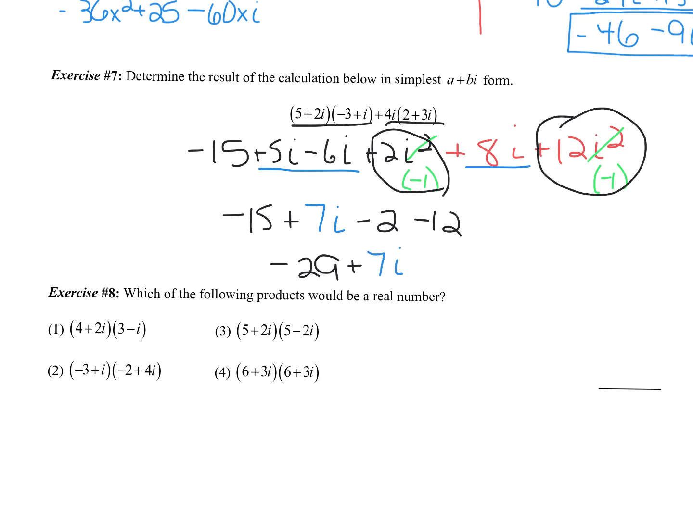Which of the following products would be a real number? So this is kind of going back to what we did on the bottom of the last page, top of this page. If we want to get a purely real number, we need to multiply complex conjugates. So that would be this one. Any of the other ones, those middle terms wouldn't cancel out. So it is choice 3.